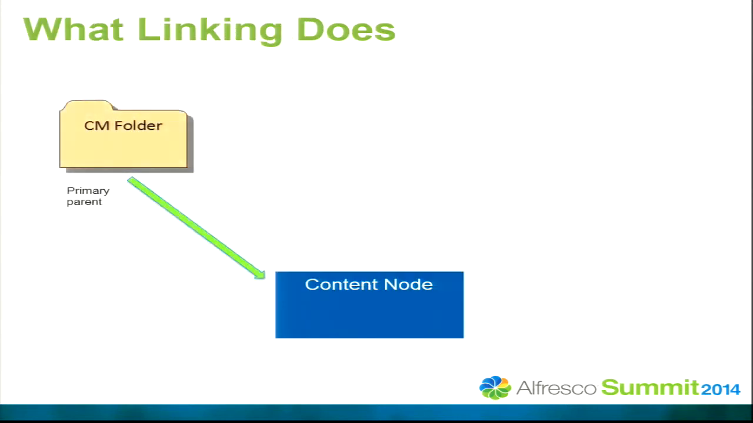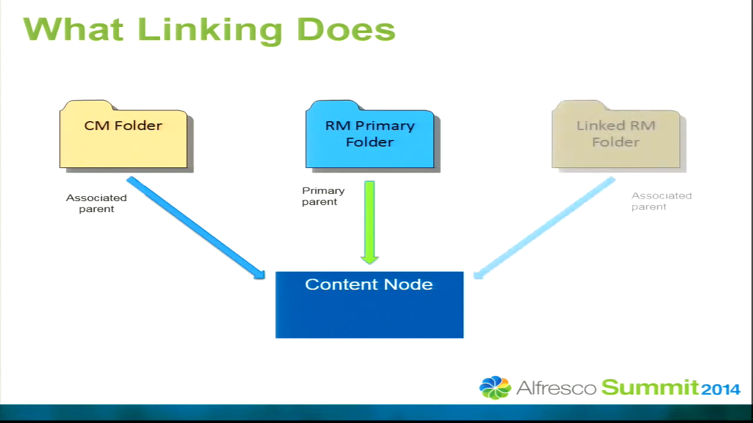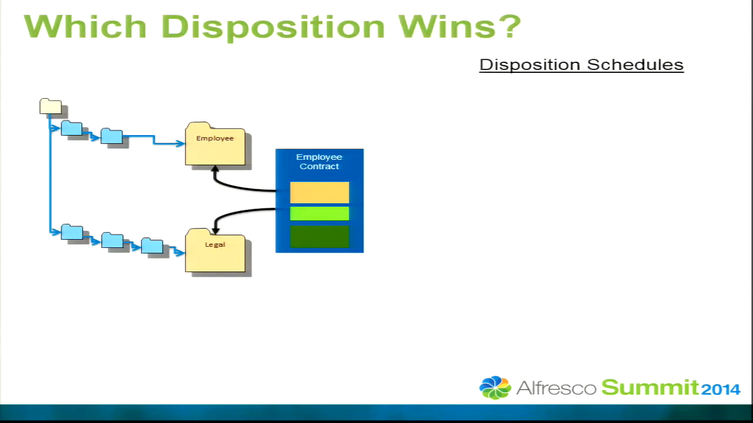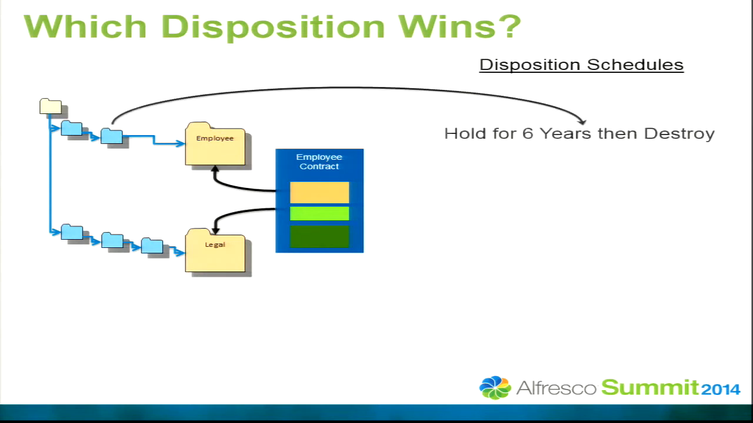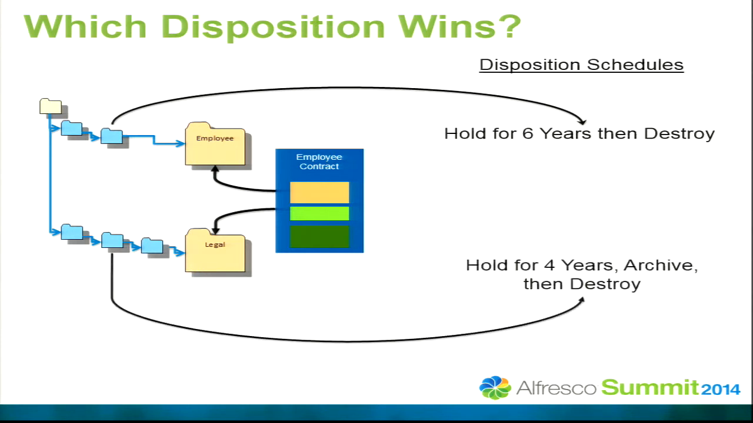So this is how things happen in terms of who owns the primary parent. At the point that you move a record into records management, a primary parent association is made to the folder that's in the records management system. If you make a link to another folder, it makes another association to it. But then you may ask, how do I know which disposition schedule is going to get executed for that particular record? And the answer is that the longest disposition schedule, the most tightly controlled one, wins.